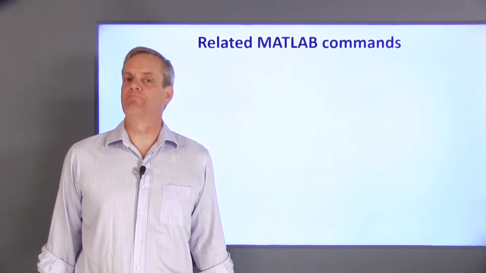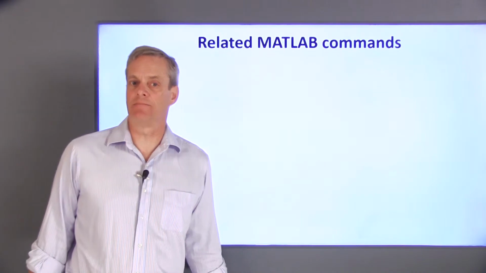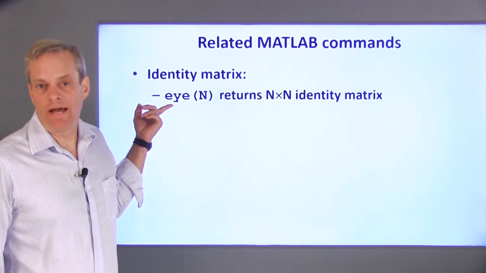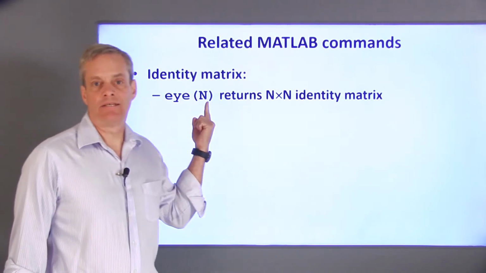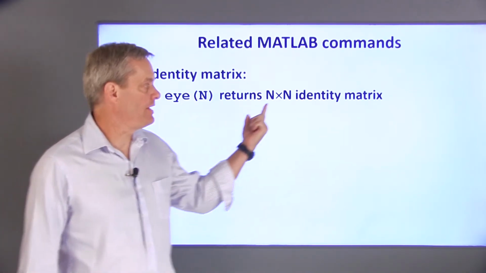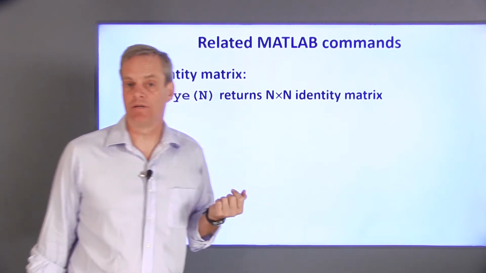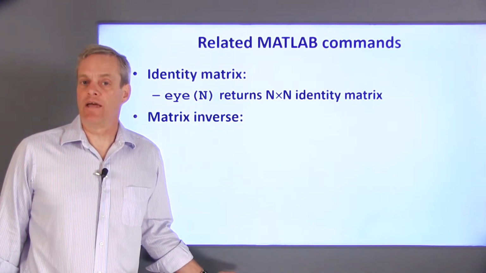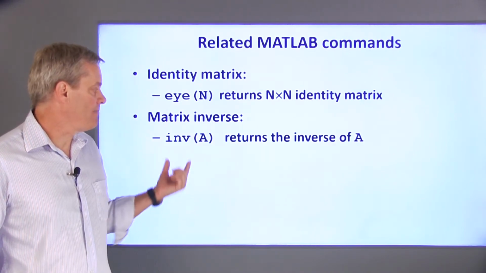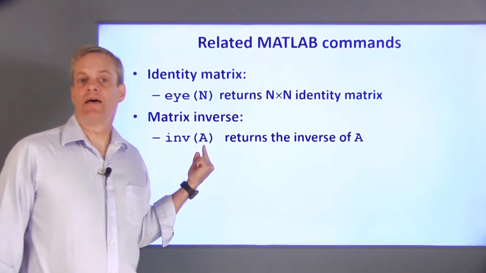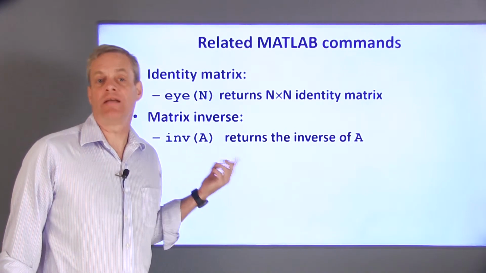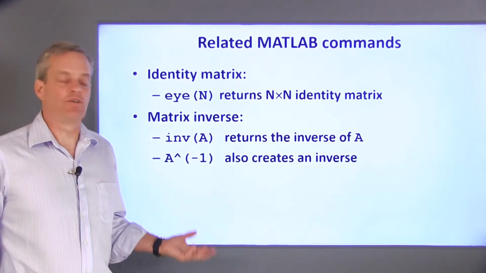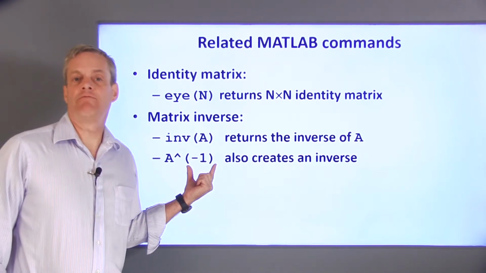Now let's talk about some Matlab commands related to these concepts. The Matlab command to create an identity matrix is EYE. If you send the command a single argument, n, it will create an n by n identity matrix. There are a variety of approaches in Matlab to invert an array. The first is the INV command. Just send the command the matrix you want to invert as an argument, and it'll return the inverse. You can also create an inverse by raising the matrix to the negative first power.